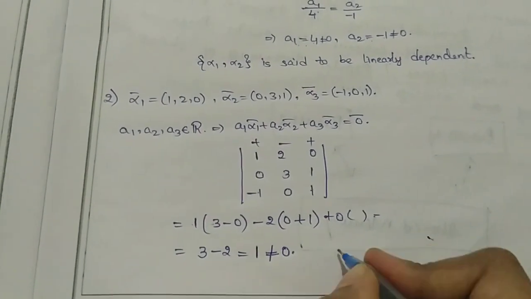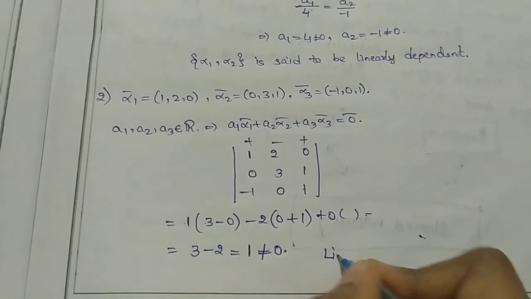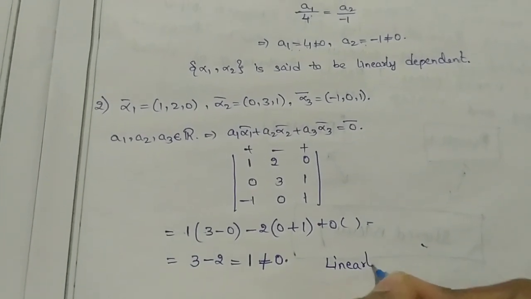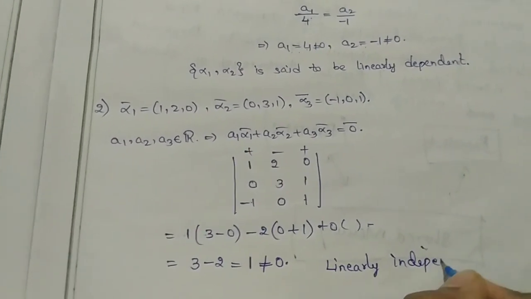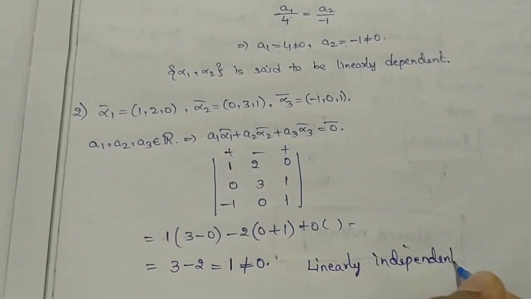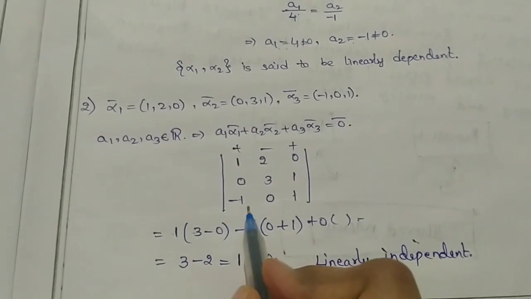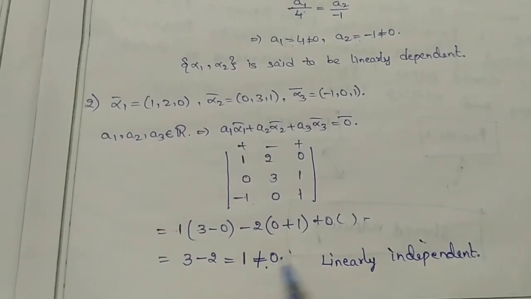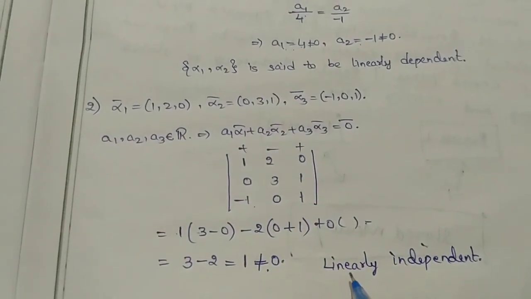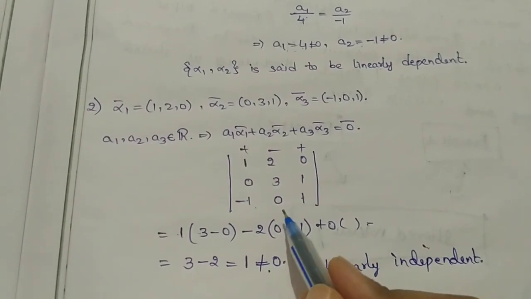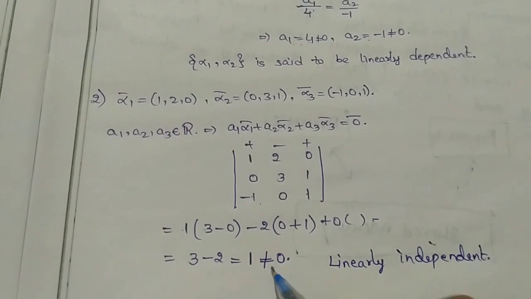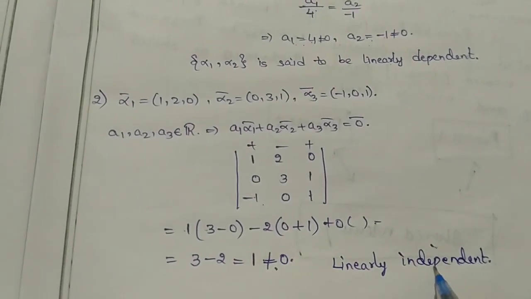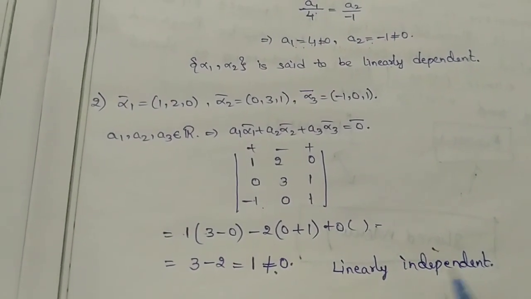So the set of vectors is said to be linearly independent. If the determinant of the vectors equals 0, then the set of vectors is said to be linearly dependent. If the determinant of the vectors is not equal to 0, then the set of vectors is said to be linearly independent. Hope it's clear for you.